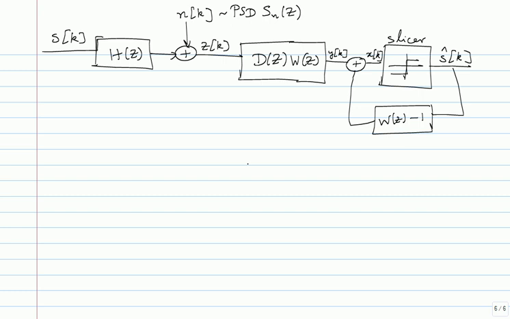So that's the structure for the DFE. This is exactly another way of deriving the DFE. Previously I just didn't do anything; I moved the slicer inside the feedback loop. But now we have filters before and after and all that. So it's a more complicated derivation, but this is the DFE structure.